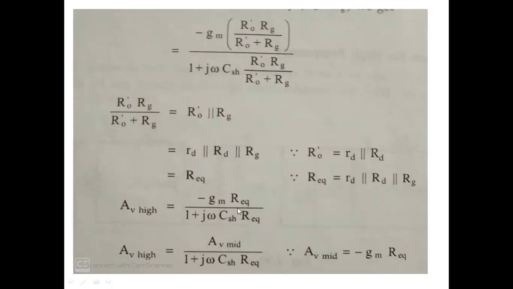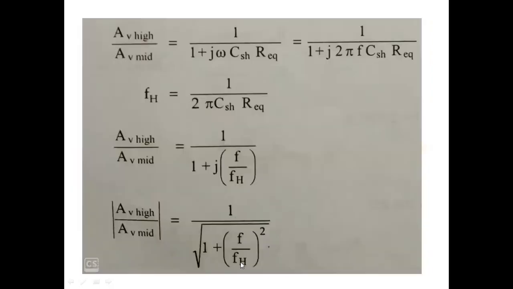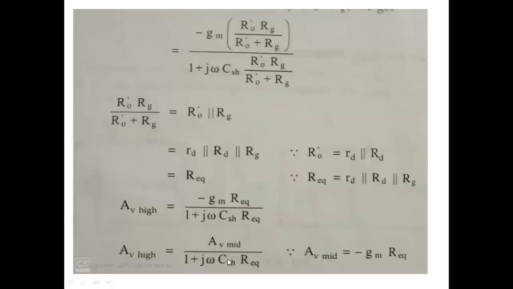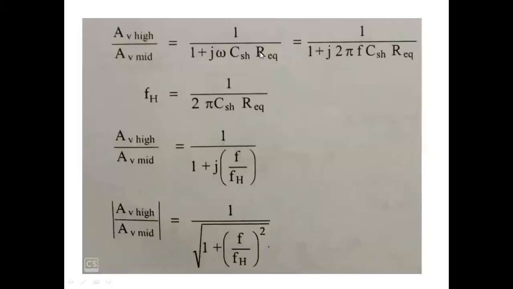Okay, what is minus gm into R equivalent? Minus gm into R equivalent is the gain at mid frequencies, already we know. So we substitute that value. So that is AV mid by 1 plus jω Csh into R equivalent. So AV high by AV mid is equal to 1 by 1 plus jω Csh into R equivalent.